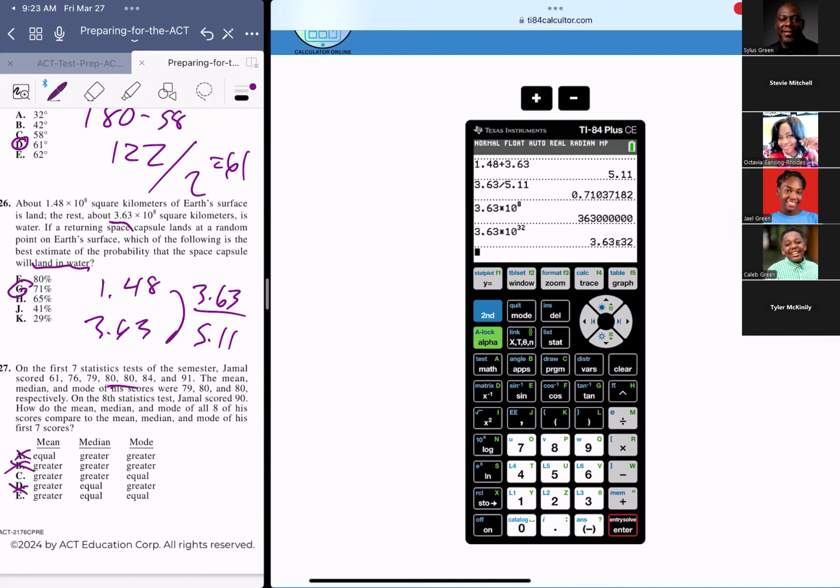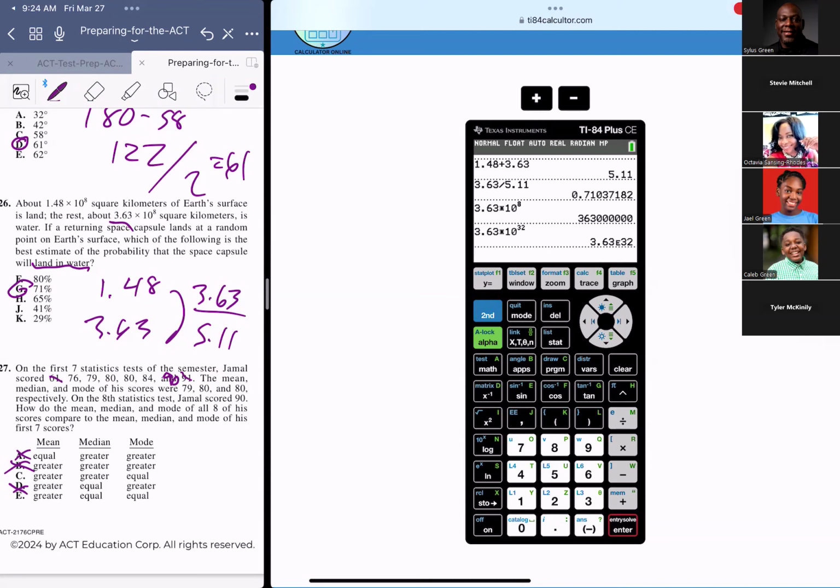C and E. So now we have to decide, is the median going to be greater or is the median going to be equal? The median is 79. So let's see, if we put these in order, which they already put in order for us, let's just add a 90 right here.